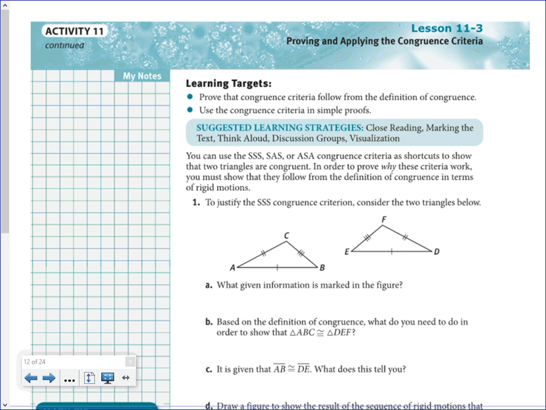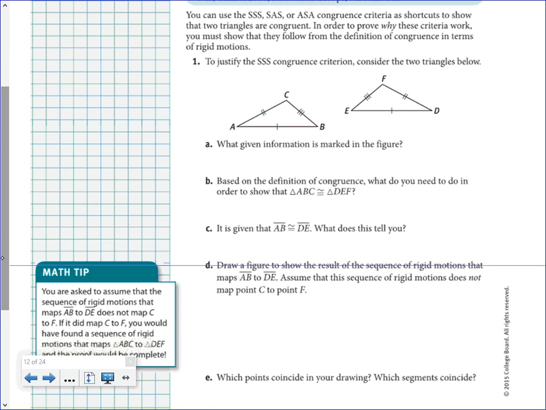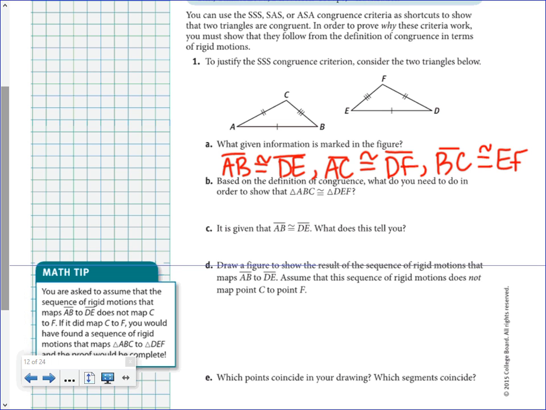So we're going to start off with the side congruences, and they give us two triangles. And they ask you in part A, what given information is marked in your figure? And as you can see, your sides are what are marked. So we have side AB, and it is marked as congruent to side DE. We also have side AC, marked as congruent to DF. And then the other side that is marked is BC, congruent to side EF. So that's the given information that they mark.